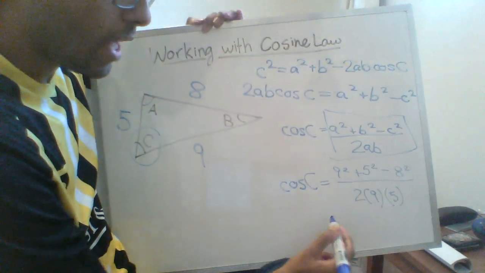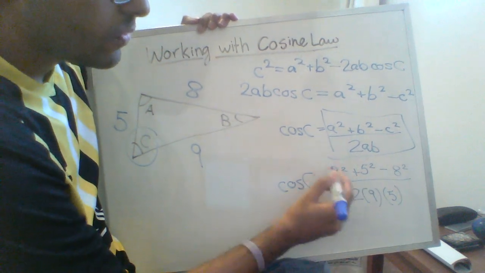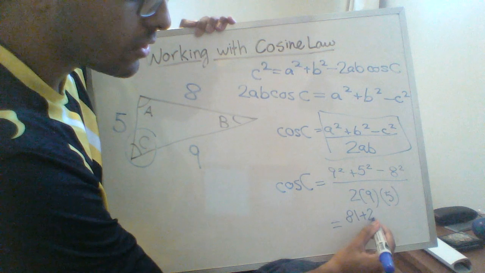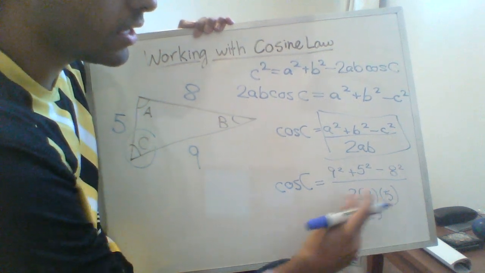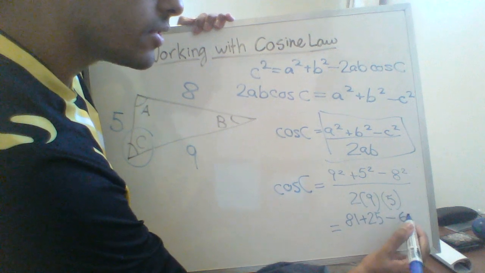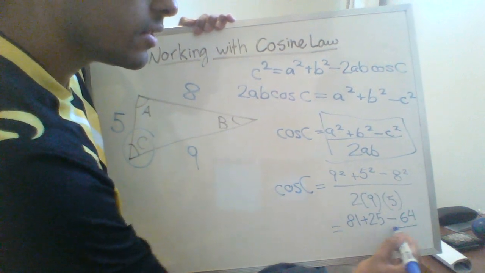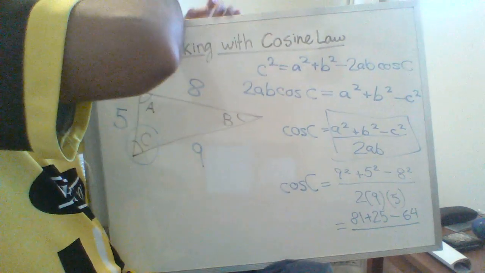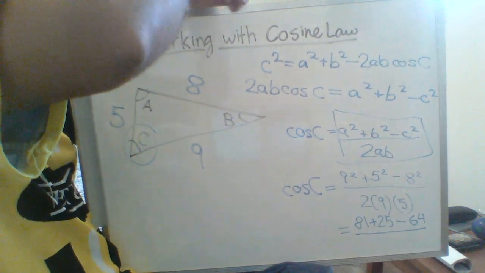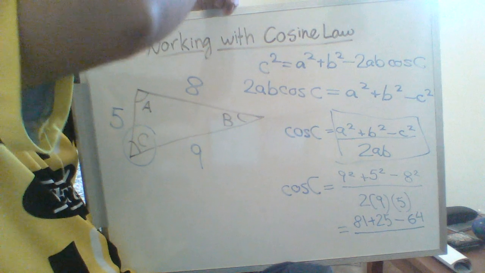And you can do that math, and it'll give you 9 squared is 81, 5 squared is 25, so that right there is 106, minus 8 squared, which is 64. Alright, so 106 minus 64, that's what, 42? Yes.